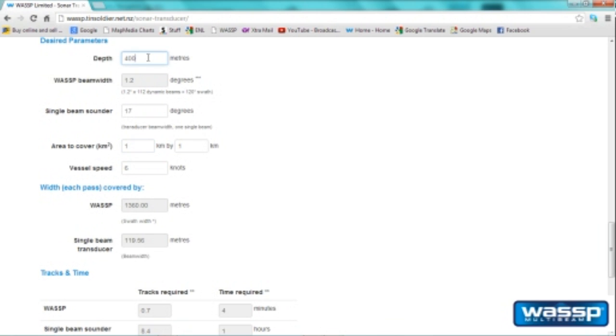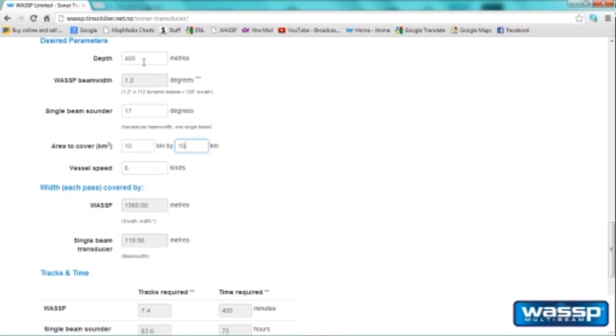So we're going to look at 400 meters water depth. I'm going to compare the WASSP, which of course is still 1.2 degrees, versus a single beam sounder at 17 degrees. And I'm going to search out, let's make it a challenge, a 10 kilometer by 10 kilometer grid. We want to really break new territory. We've never been there before. And the vessel speed will be 6 knots.